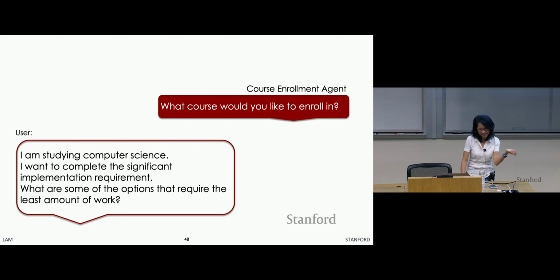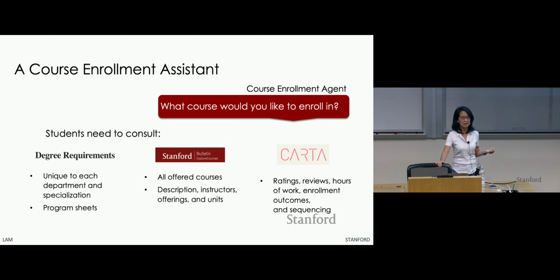I can tell you that there are lots of students who did. And the question is, how does the agent answer it? Okay? In order to answer the question, I need to consult the degree requirements. I have to look at the bulletin, when it is offered. I have to look at Carta, the ratings and reviews, right? You want to know the least amount of work? It's not in the bulletin. Okay? You're hoping that somebody has put it into the reviews or descriptions. And actually in Carta, there is this thing about hours of work. That's what you want to look up, all right?